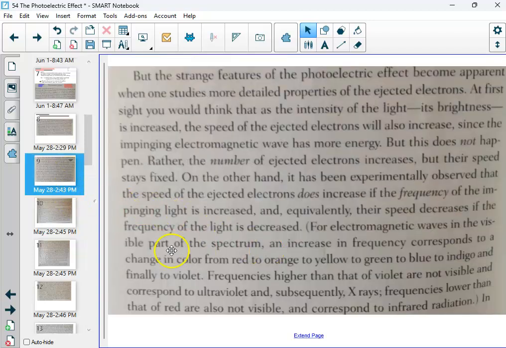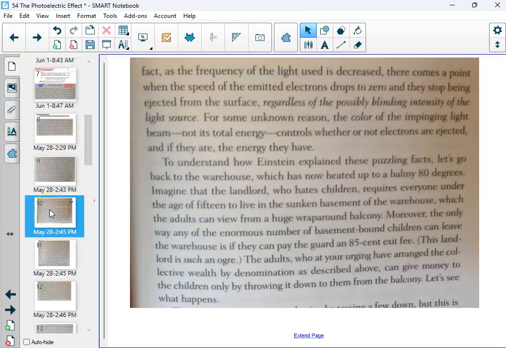So, in fact, as the frequency of light used is decreased, there comes a point when the speed of the emitted electrons drops to zero and they stop being ejected from the surface. And here's the weird part: regardless of the possible blinding intensity of the light source. For some unknown reason, the color of the impinging light beam, not its total energy, controls whether or not electrons are ejected. Total energy being the key there, right? And if they are ejected, the energy that they have. So there's this big link to the frequency.